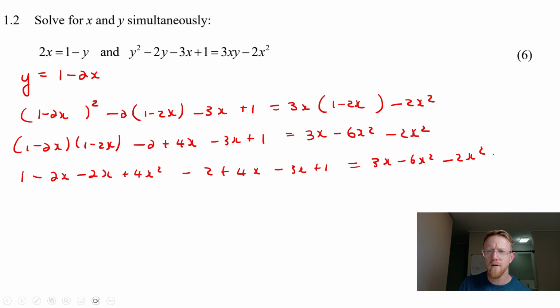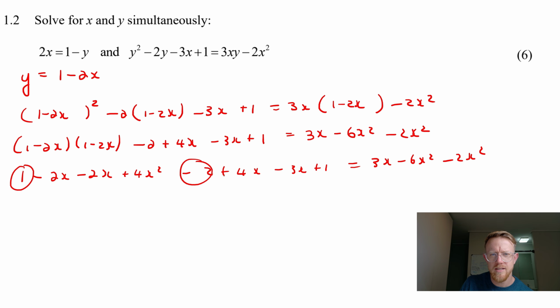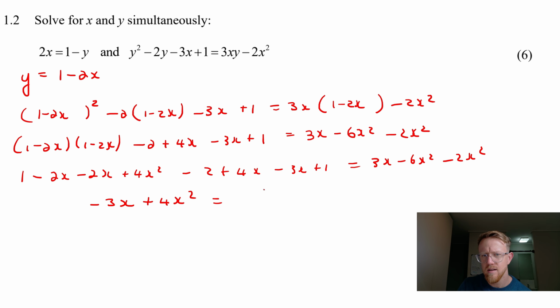Right, now we just want to simplify. There are so many different ways you can do this, but I'm just going to put everything on this side. With the numbers, we've got 1 minus 2 plus 1, so that actually ends up becoming 0. So all of those numbers cancel out. Then for the x's, minus 2 is minus 4 plus 4, so that's 0. And then minus 3x, so we're going to have minus 3x on the left. And then 4x squared, that's the only thing we have. On the right, we have 3x, and then we have minus 6 minus 2, which is minus 8x squared.